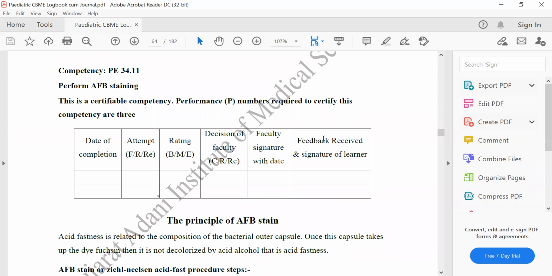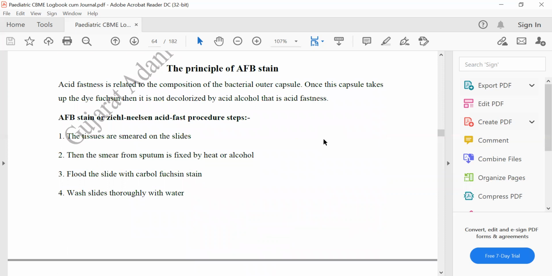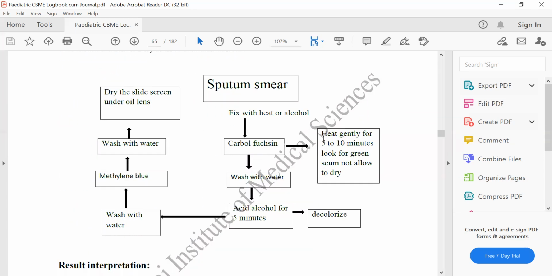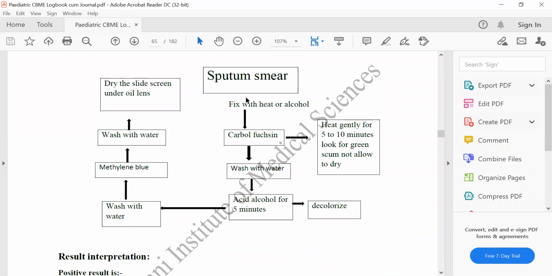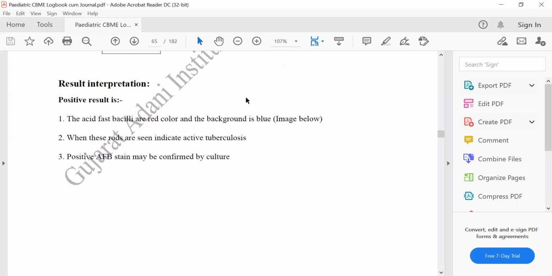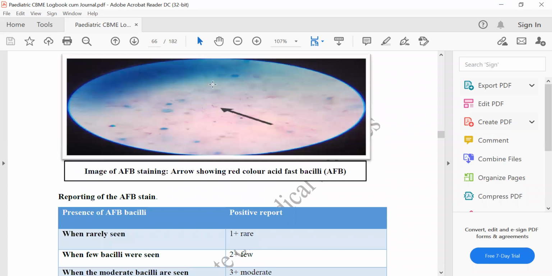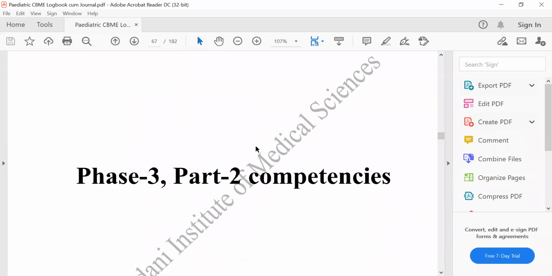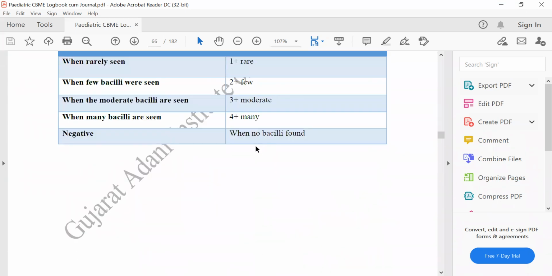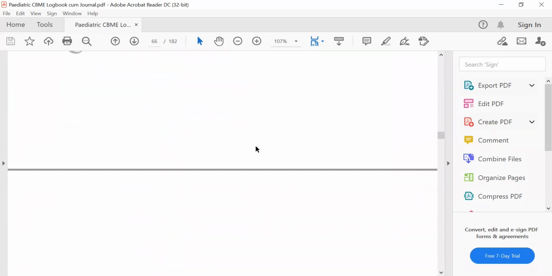And similarly for perform the AFB staining. Some principle of the AFB stain here, and then this is the flow diagram showing how to perform the AFB staining, then how interpretation will be done. And this is the picture image of the AFB staining. Then this is reporting of the AFB stain, and after that all these competencies have been mentioned in phase 3 part 1.